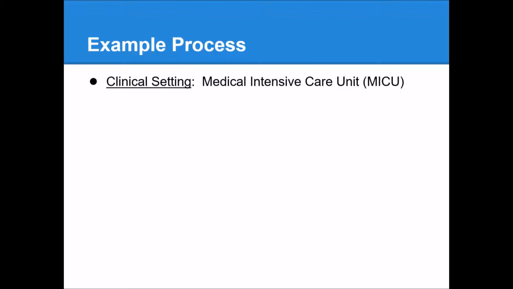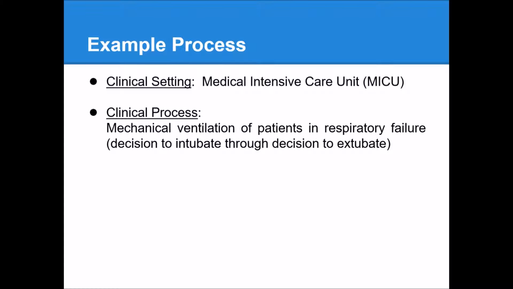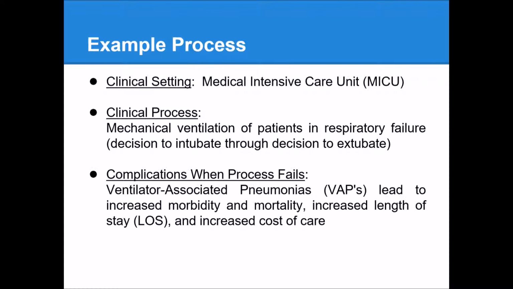Another real-world example. This one takes place in the medical ICU or the MICU. It's the particular process of mechanical ventilation of patients in respiratory failure. In other words, the decision to intubate through the decision to extubate, that discrete process, which is one of thousands of different interconnected processes that happens in the MICU. You could focus on that because if that process breaks down, it can result in, among many things, ventilator-associated pneumonias, which everyone remembers lead to increased morbidity and mortality, increased length of stay, increased cost of care, lots of complications.